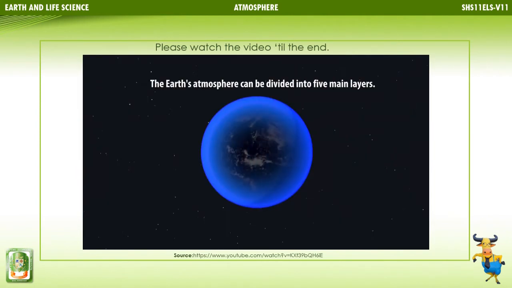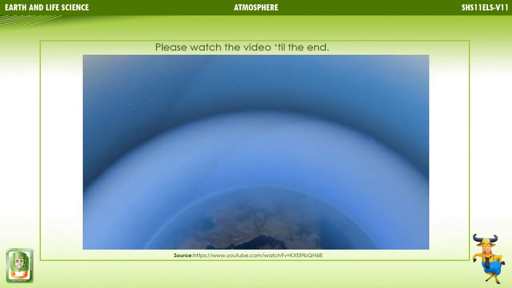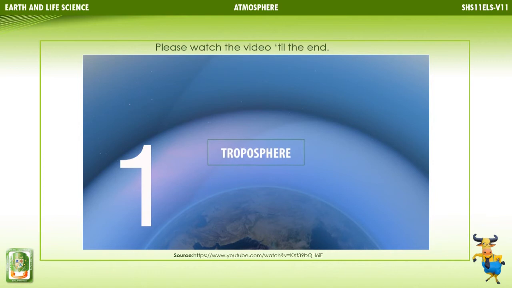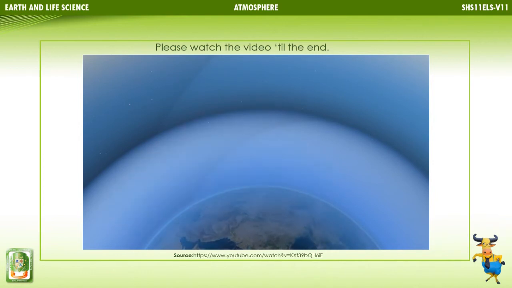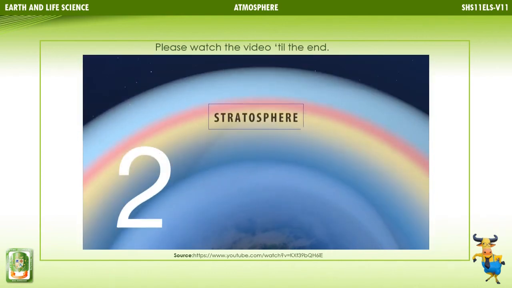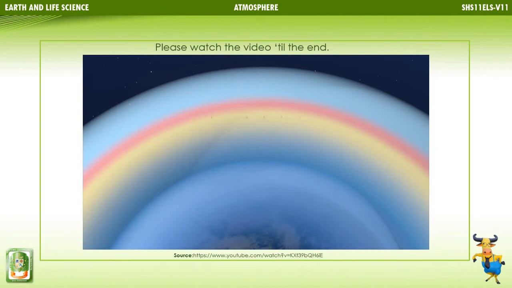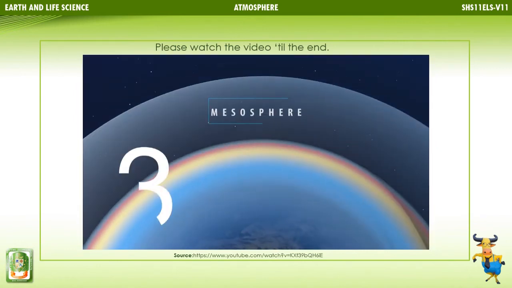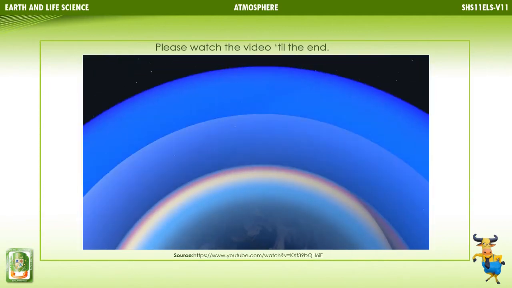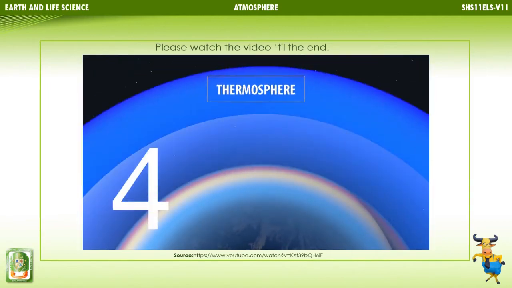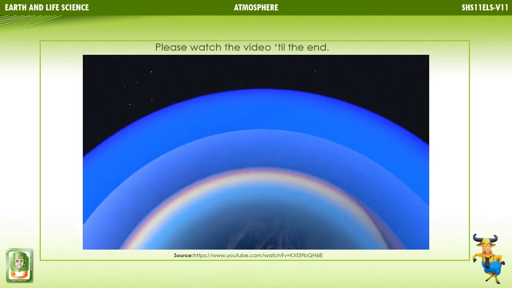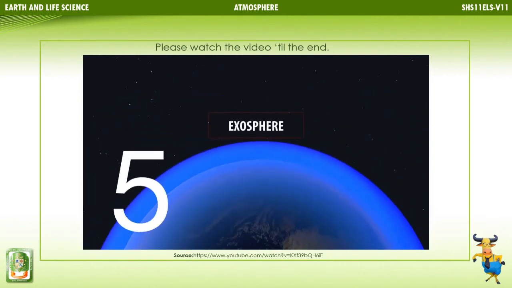Earth's atmosphere can be divided into 5 main layers. These layers are the troposphere, the stratosphere, the mesosphere, the thermosphere, and the exosphere.